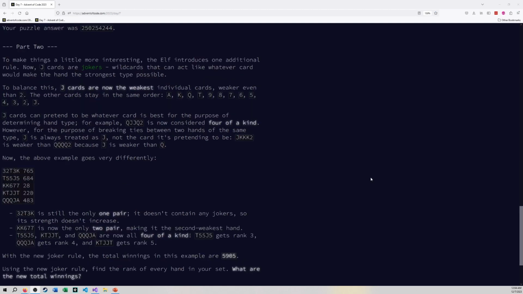Okay, for part two, everything is the same, except now we're introducing joker cards. Joker cards, incidentally, are the weakest cards of the batch. So they go before the 2 in the order, so the ace is on one side and the joker's on the other. But now the joker can change the individual hands.